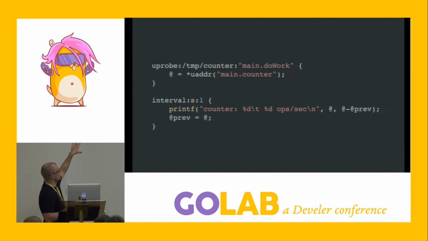We just say, I want a uprobe. I'm going to attach the uprobe to this binary, so you give the full path to the binary, and you give it the symbol name. And then the body of this function is what runs inside the kernel as BPF code. It takes the uaddr of main.counter, dereferences that, and stores it into the @ symbol. The @ symbol in BPF Trace is just a default map, which will allow us to share that value with user space asynchronously. And then the bottom code runs in user space. Every second it fires and prints out that value and does a little computation to compute the rate.